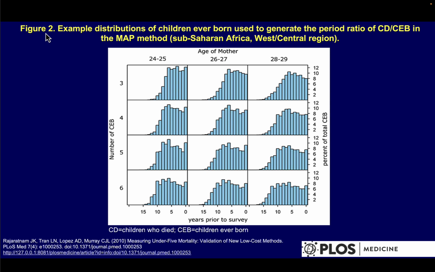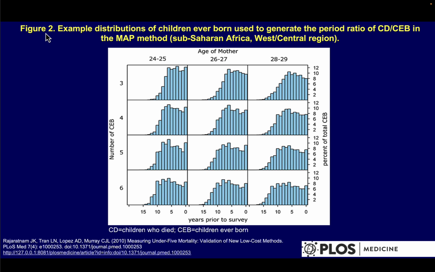Of course, recall of the timing of deaths that happened many, many years ago can be challenging, and so it might be more accurate to estimate these kinds of mortalities for more recent years. And the graphs here represent the number of children ever born and the ratio of children who died to children ever born, stratified by 2 different categories. On the vertical axis of the whole figure, you have the number of children ever born, and on the x-axis for the whole figure at the top, you have the age of the mother.